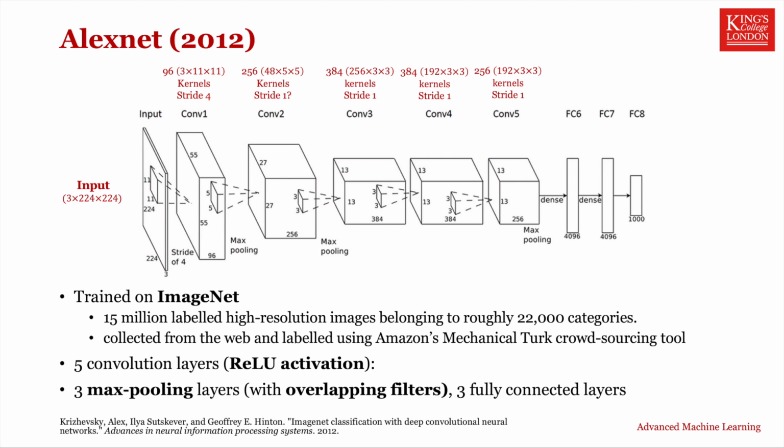One considerable factor in AlexNet's success was ImageNet. This was a huge dataset of 15 million labelled high-resolution colour natural images belonging to 22,000 categories, collected from the web and labelled with categories through use of Amazon's Mechanical Turk crowdsourcing tool. This was an initiative led by the prominent Stanford professor Fei-Fei Li.